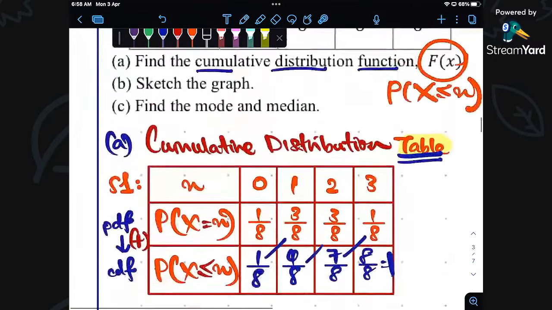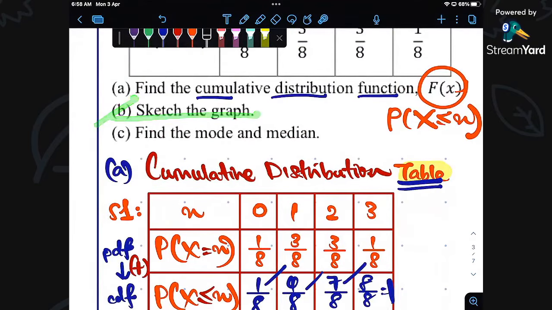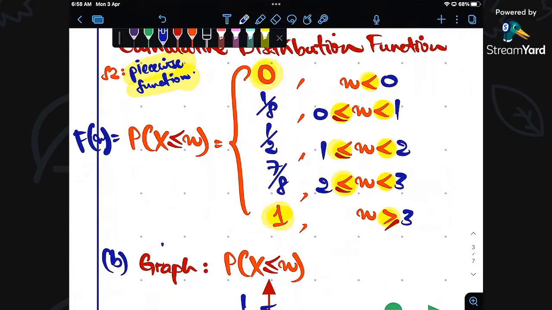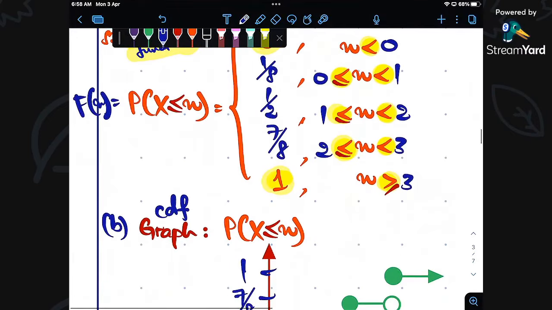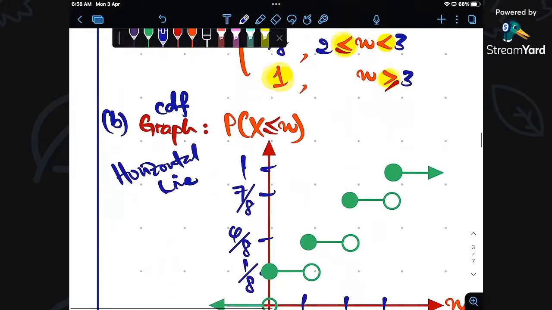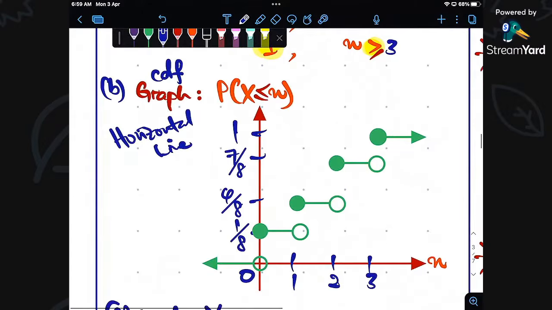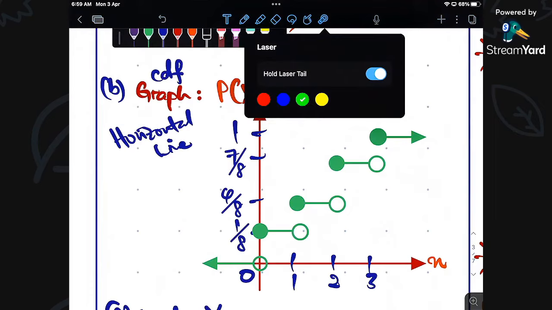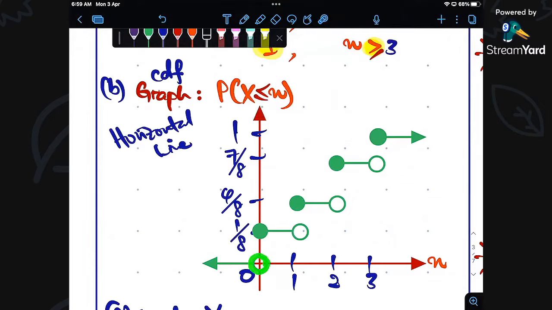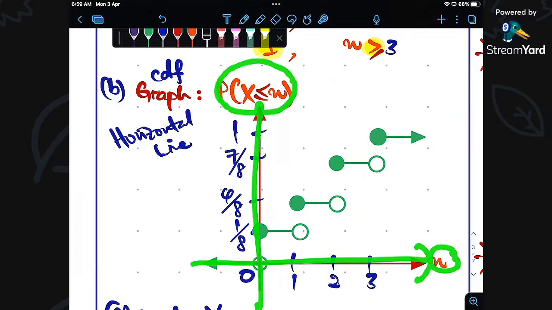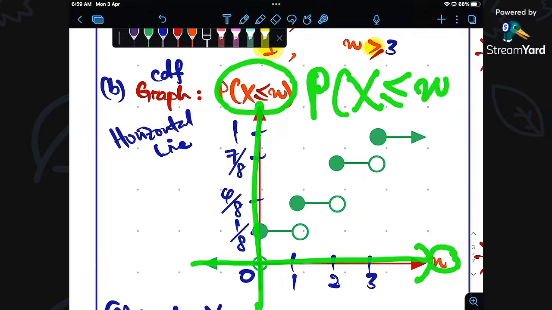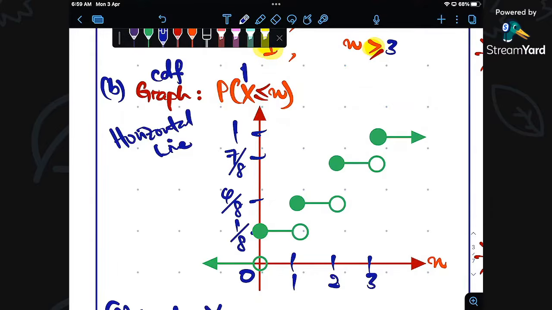And then the middle question is asking you to sketch the graph of the CDF. The graph of the CDF is just a horizontal line. You can see here very clearly, I put a horizontal line, isn't it? But there is an empty circle and then a filled circle over here. First thing first, you put the x-axis and the y-axis, which is the cumulative probability, or you can also write F(x) instead. Up to you. You can use either one of them.